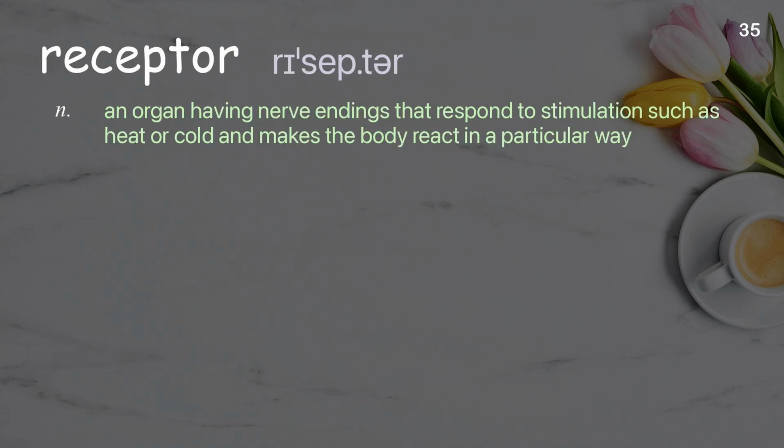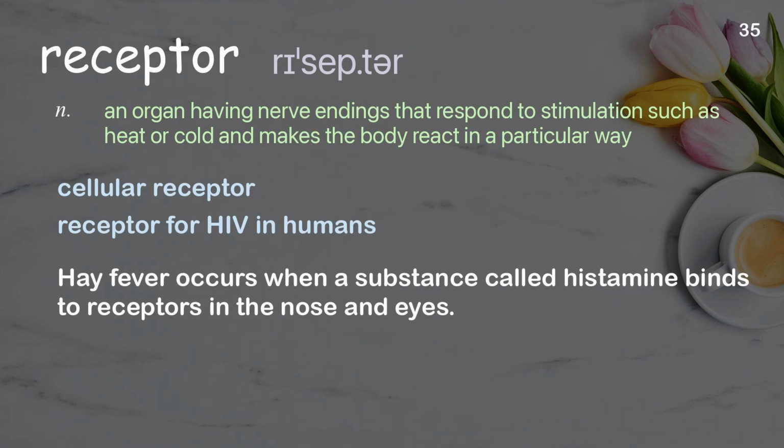Receptor: An organ having nerve endings that respond to stimulation such as heat or cold and makes the body react in a particular way. Examples: Cellular receptor. Receptor for HIV in humans. Hay fever occurs when a substance called histamine binds to receptors in the nose and eyes.